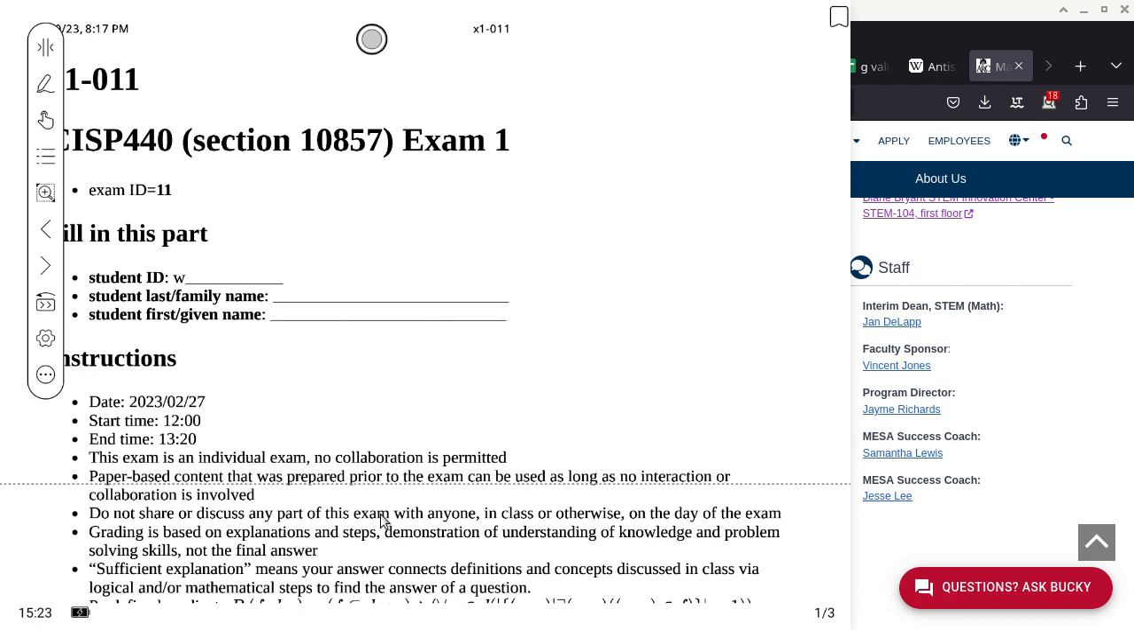Do not share or discuss any part of this exam with anyone in class or otherwise on the day of the exam. Basically, there may be people who have not taken the exam for various reasons, so I don't want anyone to disclose the questions to other people. Grading is based on explanation and steps, demonstration of understanding of knowledge and problem-solving skills, not only the final answer. That means anyone who only gives me the final answer on questions where I ask for explanation will not get a whole lot of points. Sufficient explanation means your answer connects definitions and concepts discussed in class via logical and or mathematical steps to find the answer of a question.